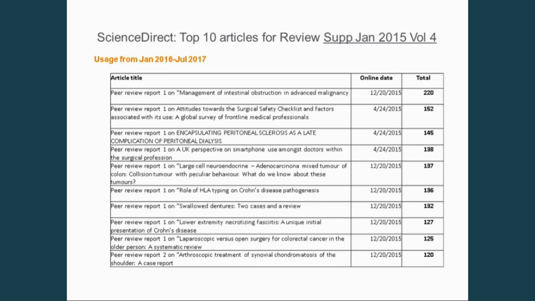On this next slide, I've highlighted the articles that are being downloaded most frequently. These are the top 10 articles in the review supplement from 2015, just as an example. And this shows that there is a wide spread of articles that are being downloaded. It's not any one particular kind of area or specialty. It is quite broad in the types of things being covered in those articles, and that's what I wanted to highlight here.